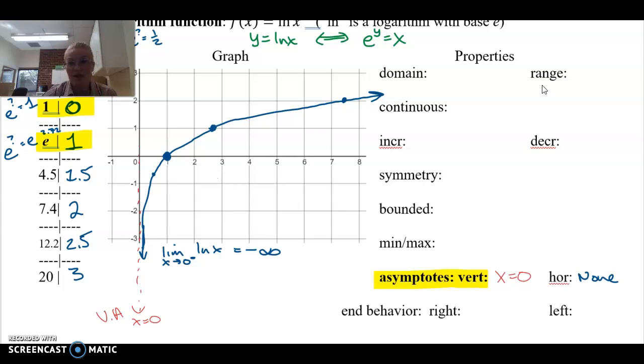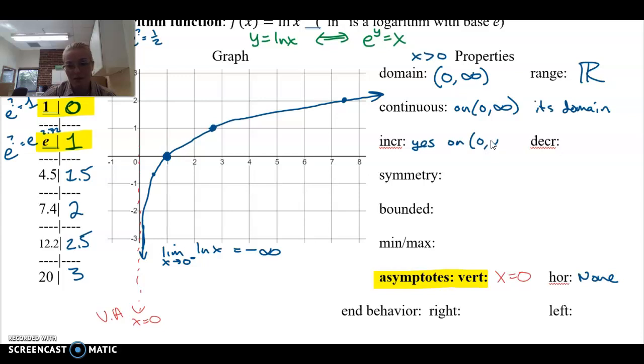And in fact, the range is all real numbers. Y goes down toward -infinity here, and it's going to go up towards +infinity here. The domain, because of this vertical asymptote, is restricted for x only strictly greater than 0, right? Not including 0, but anything just above 0. Is it continuous on its domain? Yes, so continuous on 0 to infinity, its domain. Is it increasing? Yes, everywhere increasing. Yes, on 0 to infinity again, right? For all x values greater than 0, it's increasing.